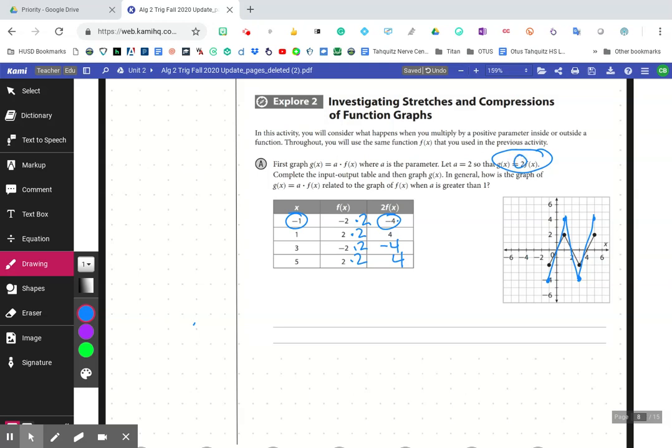Okay, so specifically for this, when a was greater than 1 or positive, the graph was stretched by a factor of a. In this case, it was stretched by a factor of 2.